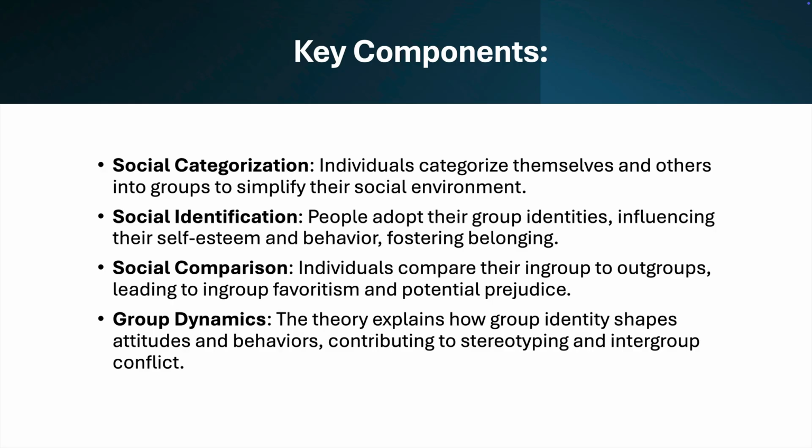Social comparison. Individuals compare their in-group to outgroups, leading to in-group favoritism and potential prejudice. In group dynamics, the theory explains how group identity shapes attitudes and behaviors, contributing to stereotyping and intergroup conflict.